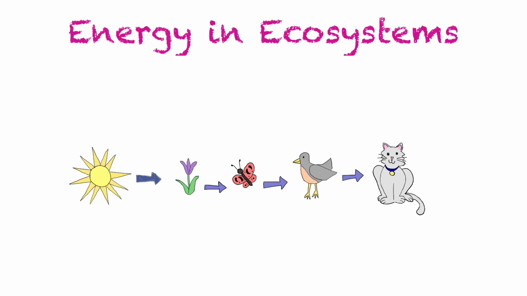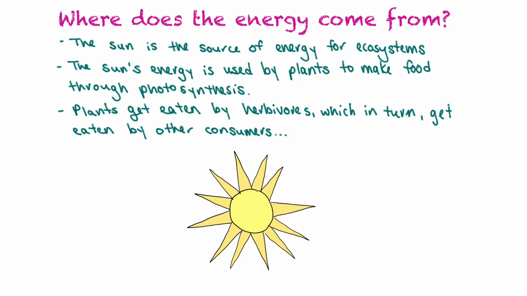In this video, we're going to learn how energy passes through ecosystems from the source, which is the sun, all the way through the food chain to the top carnivore. So where does all this energy come from? The sun is the source of energy for our ecosystems.